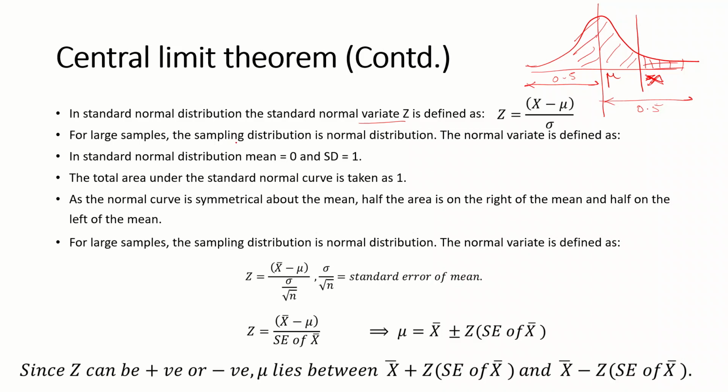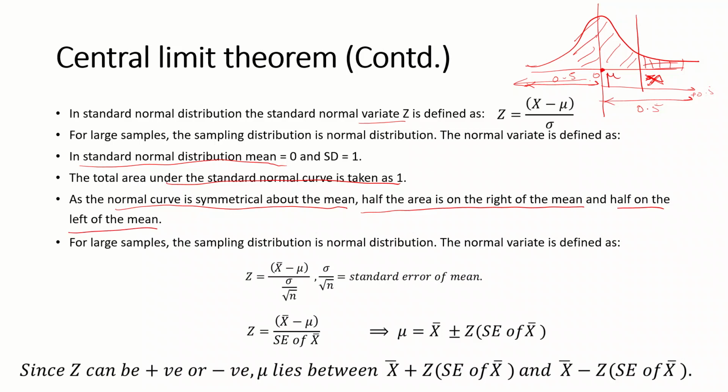For large samples, the sampling distribution is normal distribution. The normal variate is defined as standard normal distribution, mean equal to 0. So we will take it as 0, and this is minus 0.5 and this is plus 0.5, and we take this as the origin. The total area under the standard normal curve is taken as 1. As the normal curve is symmetrical about the mean, half of the area is on the right of the mean and half on the left of the mean, that we discussed here.